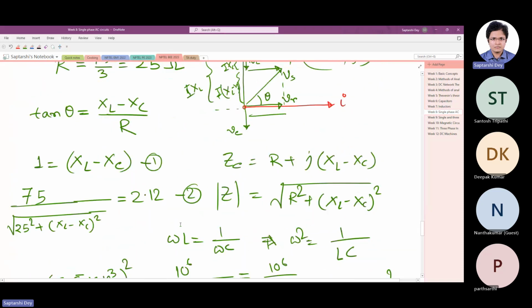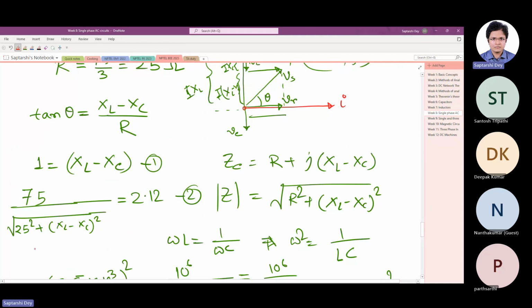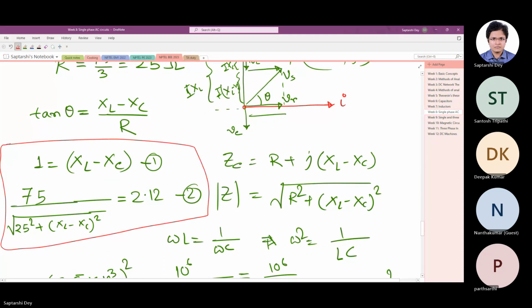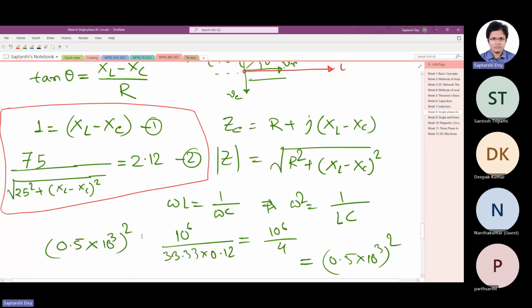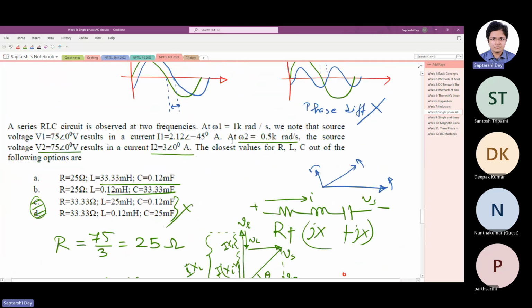Is there any other way? I'm not going to solve these two equations. I believe you can solve this. These two equations you can solve. Oh, this is easy to solve. XL minus XC is 1. So it's 75 by square root of 25 squared plus... Are we getting something? Looks like we have to think more systematically here.